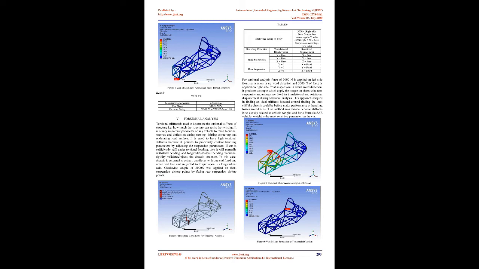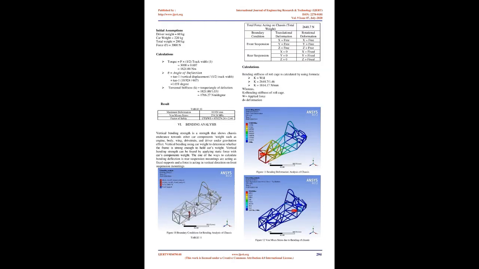V. Torsional analysis. Torsional stiffness is used to determine the torsional stiffness of the structure, i.e. how much the structure can resist the twisting. It is a very important parameter of any vehicle to resist torsional stresses and deflection during turning, drifting, cornering and undulating road surface. It is good to have high torsional stiffness because it permits precise control of handling parameters by adjusting the suspension parameters. If the car is sufficiently stiff under torsional loading, then it will normally withstand bending, and longitudinal/lateral bending. Torsional rigidity validates or rejects the chassis structure.